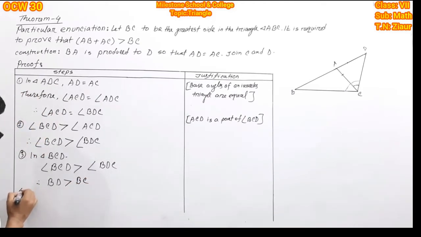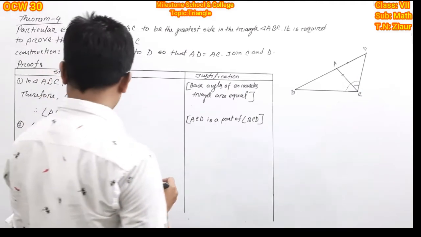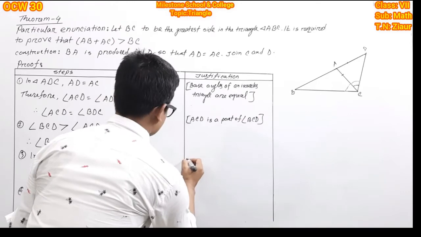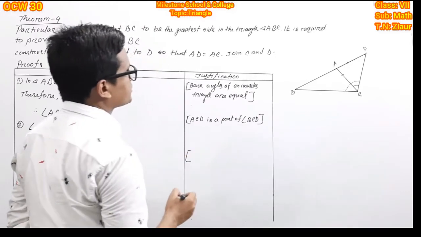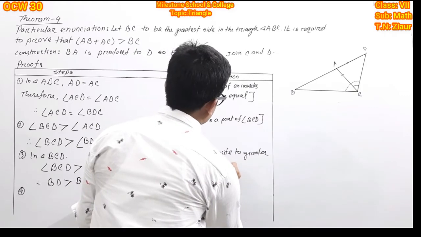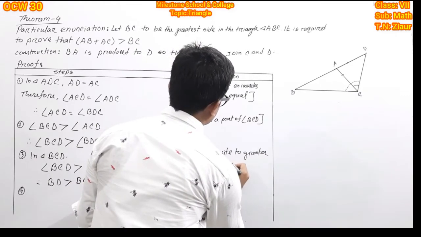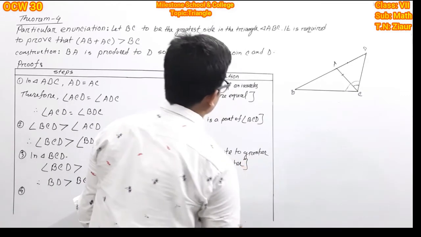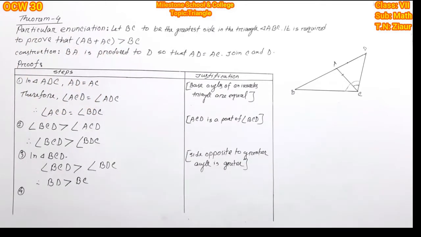So now we can write step 4. Have you understood this one, students? Because why is it greater? We know this is because the side opposite to the greater angle is greater. Okay, students.